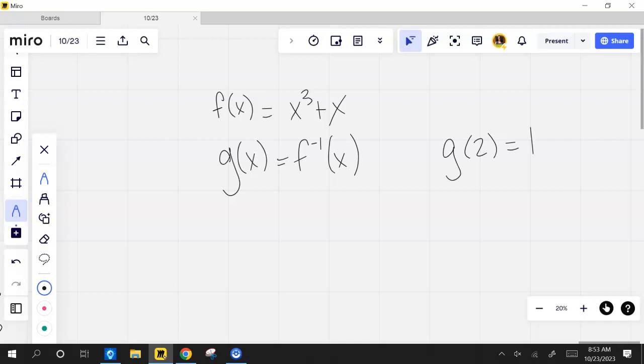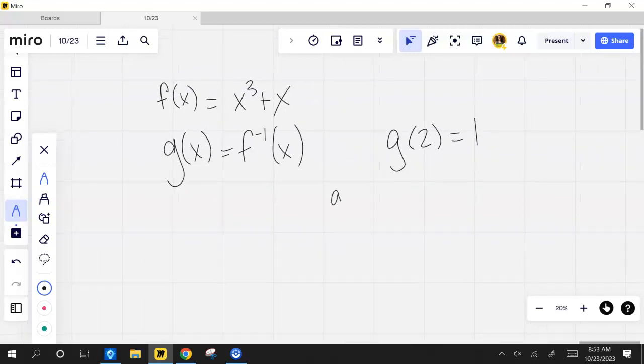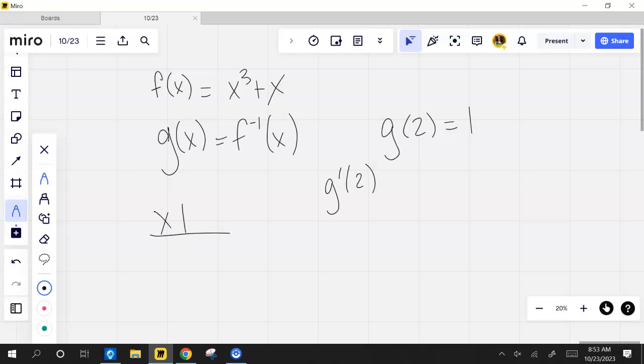I'm gonna go about this a little bit differently than what I've been going about it. All right, so it's asking me what's the value of the derivative at 2. So let's think about this for just a minute. I'm gonna do a little t-chart. This is gonna be f. And then I'm gonna do g.